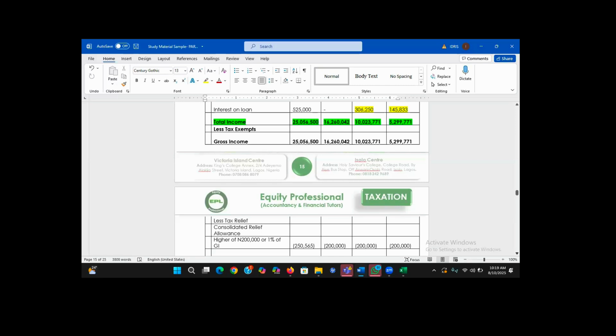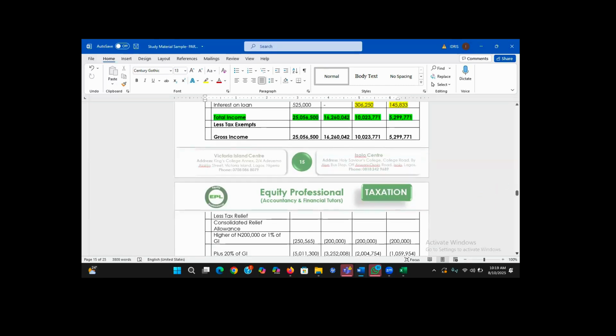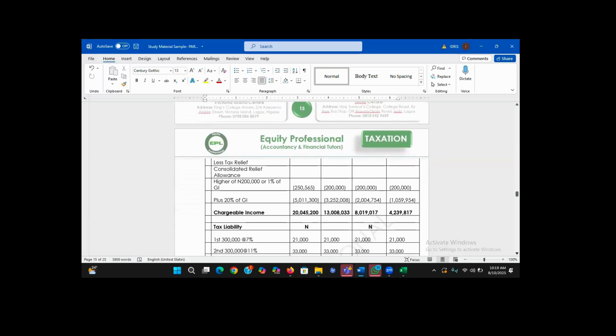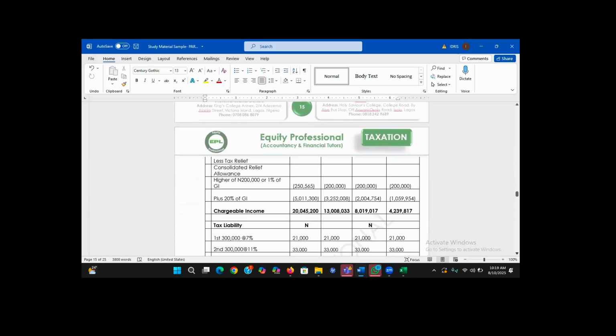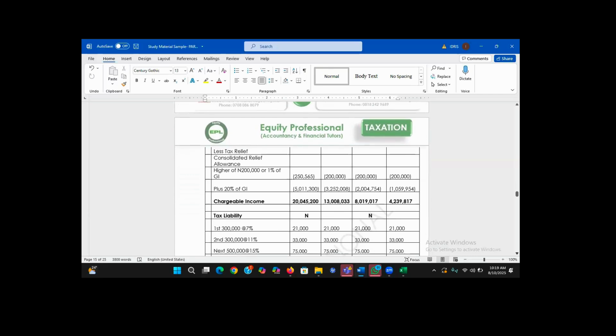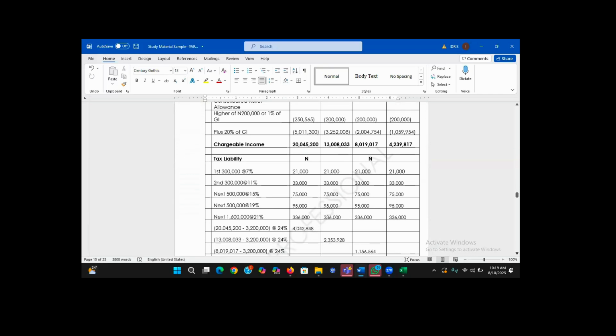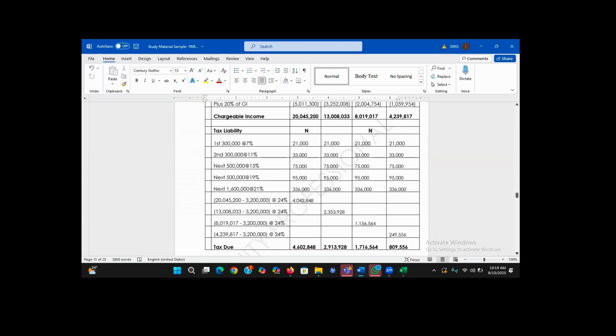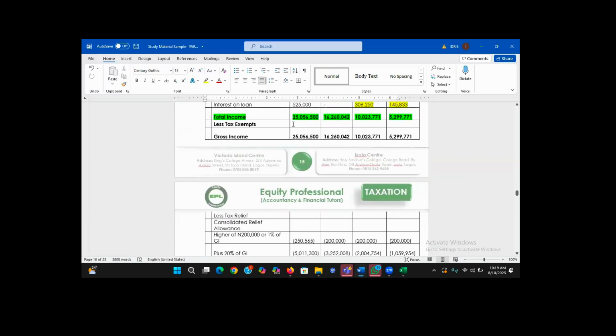But we can go further. You less tax exempt, you get gross income. You now less tax relief, and you will get your chargeable income. You can now compute your tax liability as we did earlier, and you will get your tax due. But the examiner wants us to stop at assessable income, which is the total income.